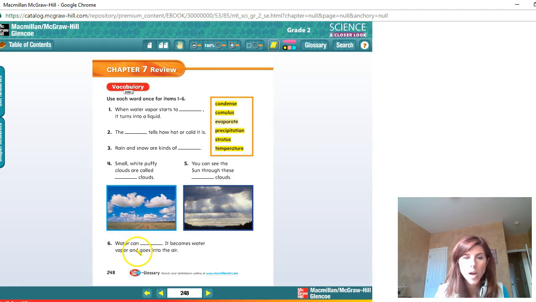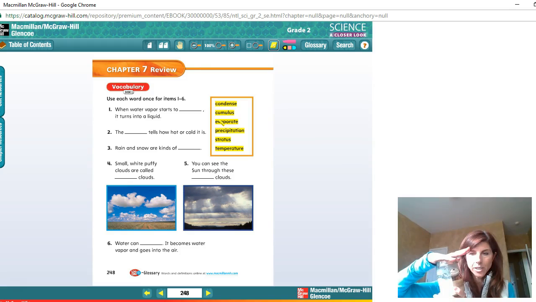Water can blank. It becomes a water vapor and goes into the air. So remember, it changes into a gas, or water vapor, and it evaporates. Water can evaporate. It becomes water vapor and goes into the air. That was your experiment where you put it in the sunshine. Hopefully, you took your cup and put plastic wrap on top, and the sun would heat up the water that was in your dirt, and you would see it on the bottom of the plastic wrap on top of your cup.